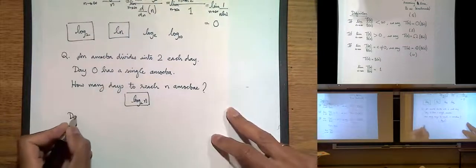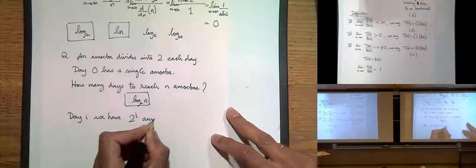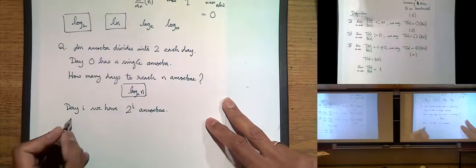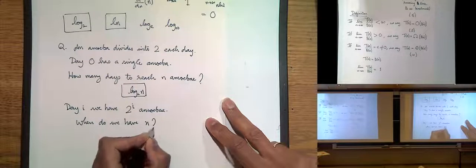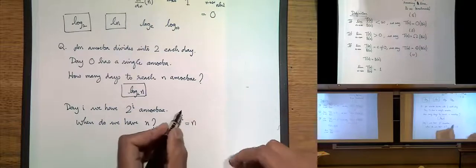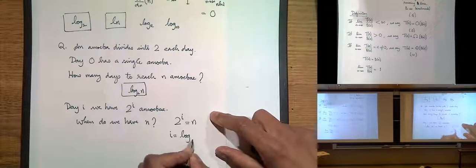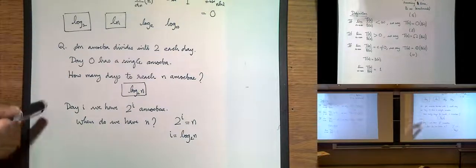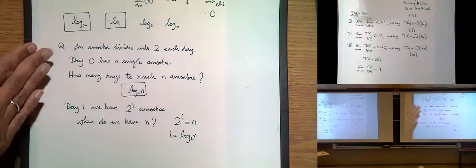So on day I, we have 2 to the I amoebae, right? And so when do we have n? It's when 2 to the I is equal to n, right? When I reaches the number such that 2 to the I is equal to n, you have n amoebae. And this is exactly log base 2 of n. Does that make sense? This logic is going to appear many times. But what I would like you to do is, if you've ever been confused about the log function, this is really what the log function means.